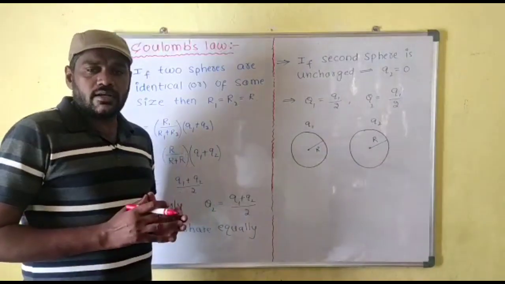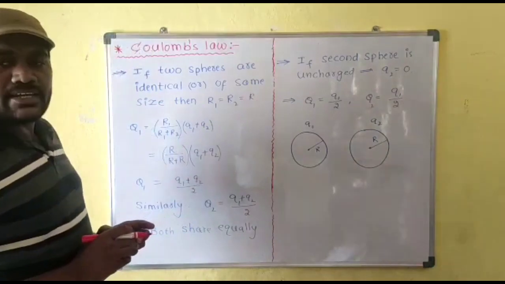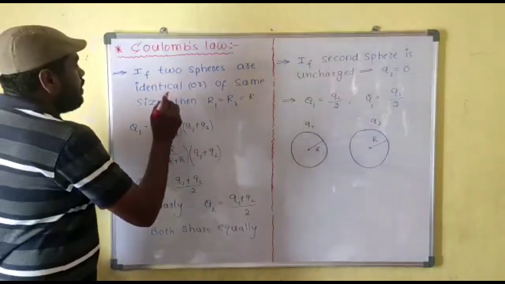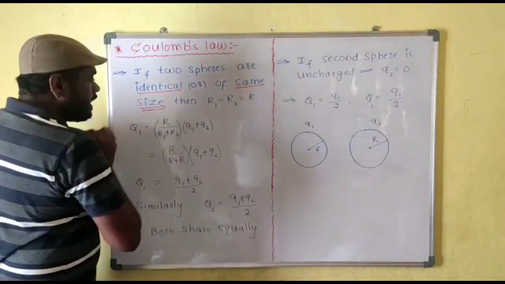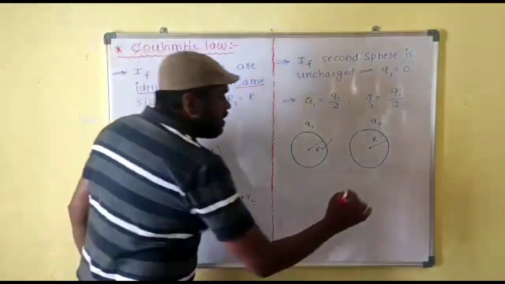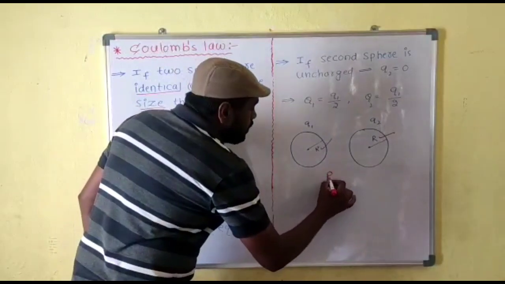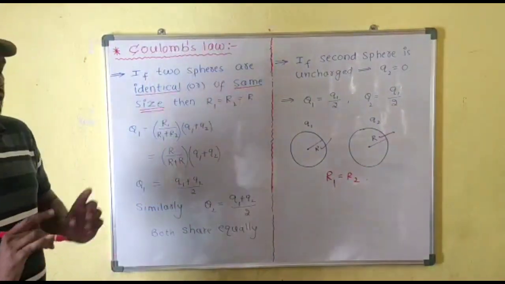If two spheres are identical or the same size, what is the meaning of identical? Both should have the same radius. Means what? If two spheres are identical or of the same size, under that condition the first sphere radius R1 is equal to R, the second sphere radius R2 is also R. Therefore that condition means R1 is equal to R2, both taken as R only.